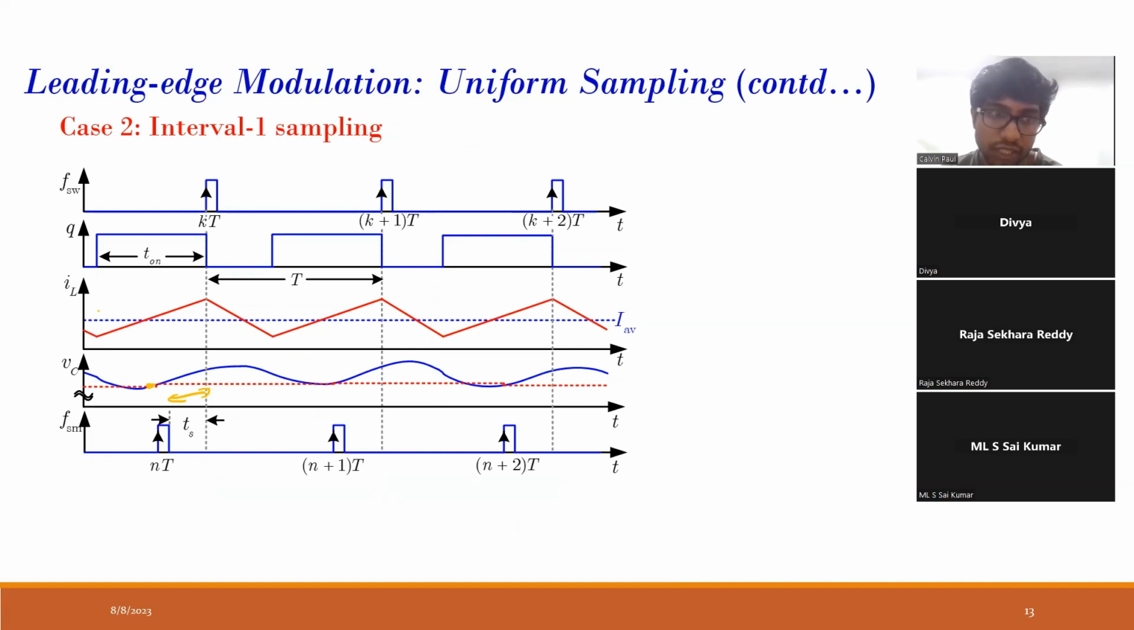So I will be taking the sample when the main switch is on and the inductor current is rising. I will take the sample at that instant. That is known as interval one sampling. In trailing edge modulation, we used interval two sampling. That is, we took the sample when the inductor current was falling, when the main switch was off. But now, in leading edge modulation, we do interval one sampling. We take the sample when the inductor current is rising.